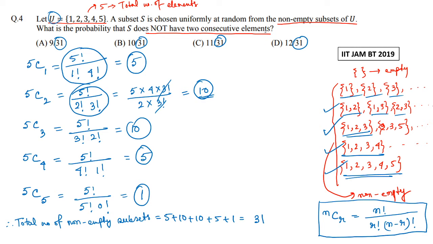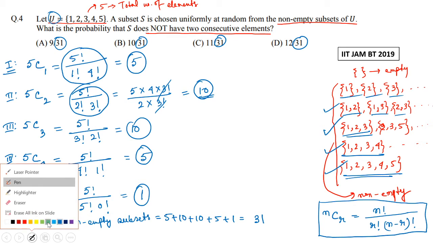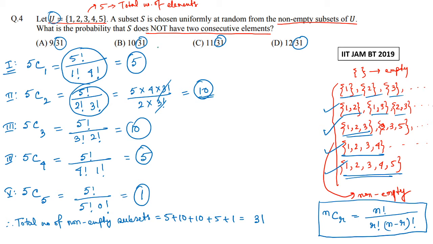Now we need to find the probability that A does not have two consecutive elements. Let's first find out the number of subsets which have two consecutive elements. This is case 1, this is case 2, this is case 3, this is case 4, and this is case 5, right? So in case 1, we have 5 subsets having only one element, so it cannot have any subset which has two consecutive elements. So here the number of subsets which have two consecutive elements is 0.